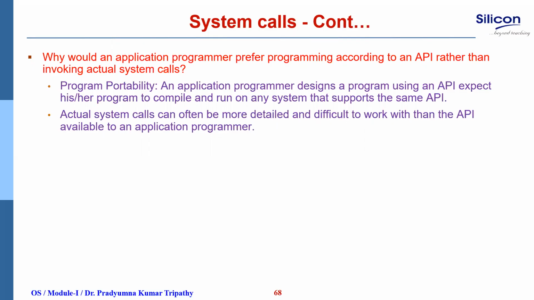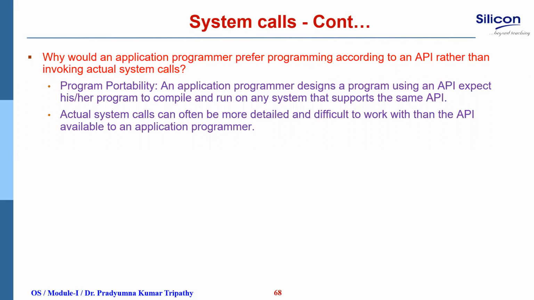So I want my program to be portable. In that case, I will have an API. The API will convert into the machine level language of the machine on which it is running. Wherever that API is present, it will convert to its own architecture. So this gives program portability. A program designed in one system can run in any other system. That is program portability.